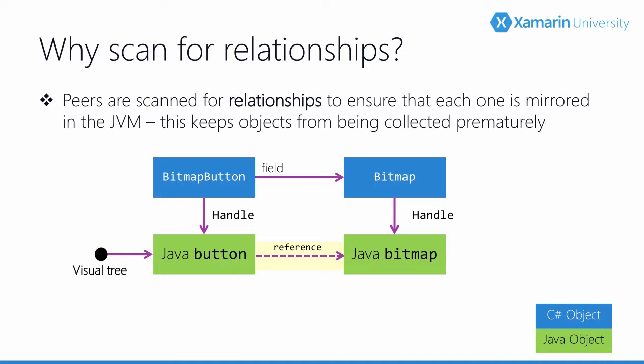This ensures that when we run the Java collection, and we've essentially set up both of our handles to be weak references, the system will see that the Java button can't be collected because of the visual tree, and it will see that the Java bitmap can't be collected because of the Java button. And that way, when we return back to our C# side, all those relationships will still be in place, and we won't have collected things prematurely. This just ensures the stability and integrity of our system.